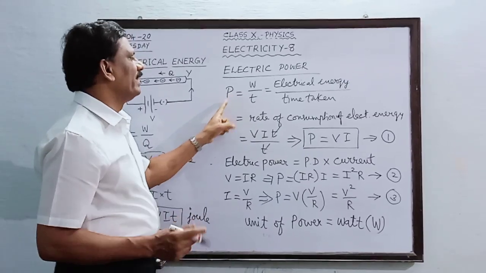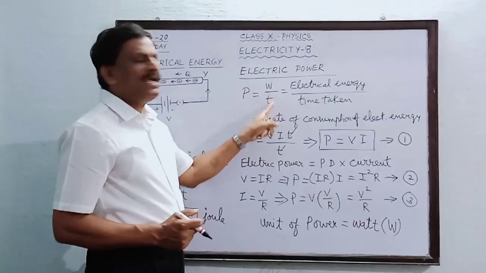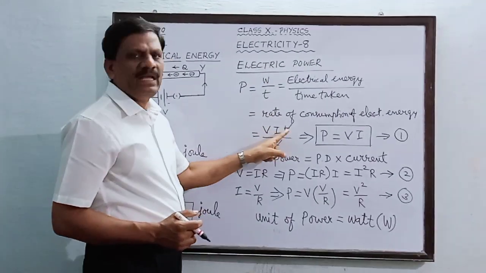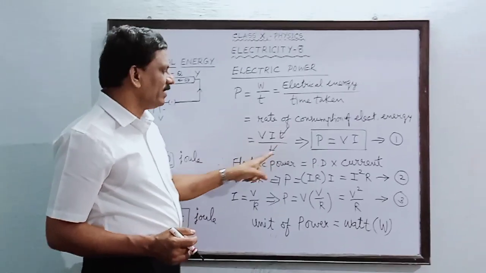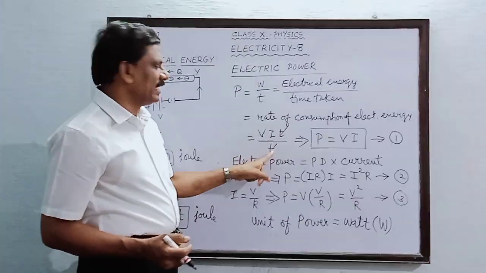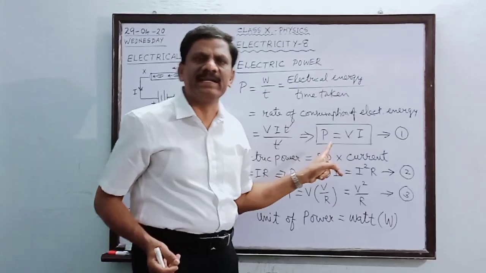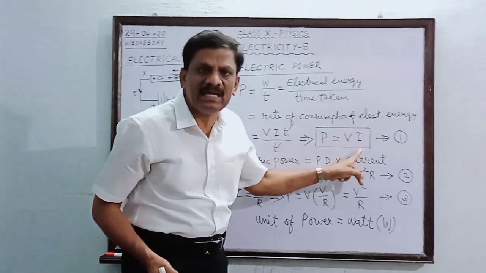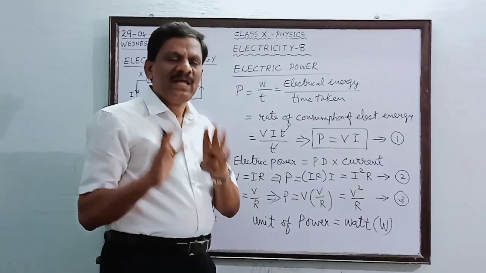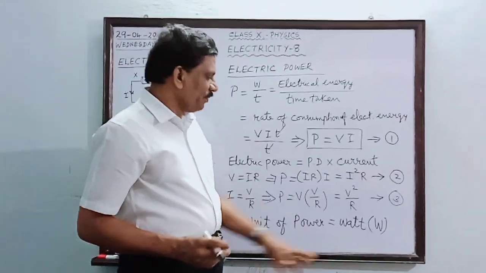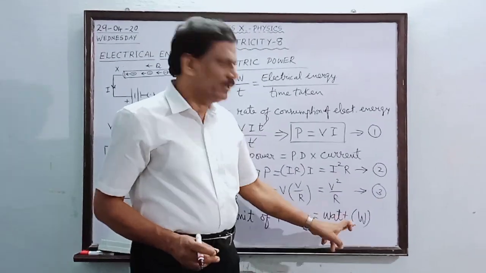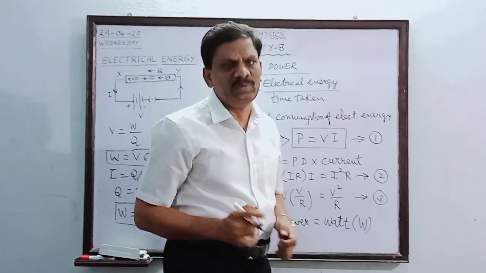From the definition of electric power, P equal to W by T, but W is also equal to VIT, that is electrical energy, divided by time. T gets cancelled and hence we get the general expression for electric power: the product of the voltage and the current. Now, what is the SI unit of electric power? Watt. Watt is the unit, but 1 watt is a very small unit.